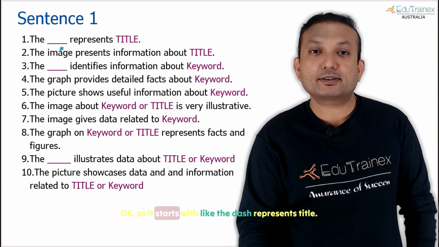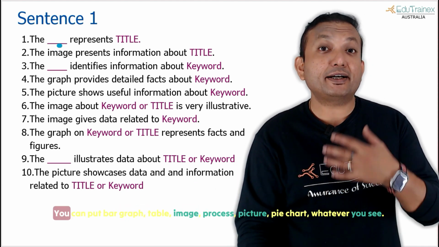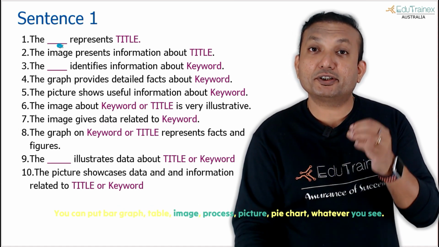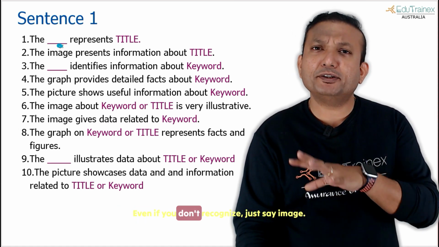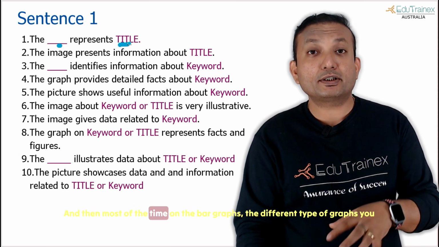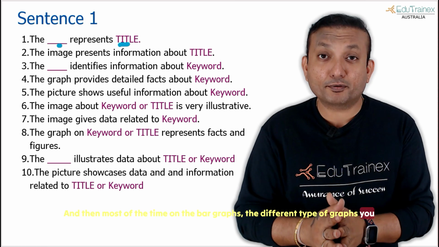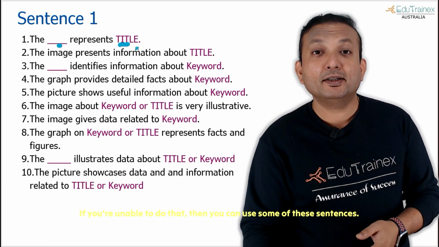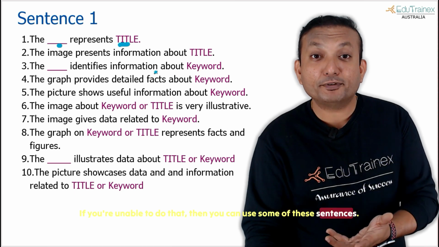It starts with the dash, which represents the title. You can put bar graph, table, image, process, picture, pie chart, whatever you see. Even if you don't recognize it, just say image. Then "represents", and most of the time on the bar graphs, the different types of graphs, you see a title, so just read the title. If you're unable to do that, then you can use some of these sentences.